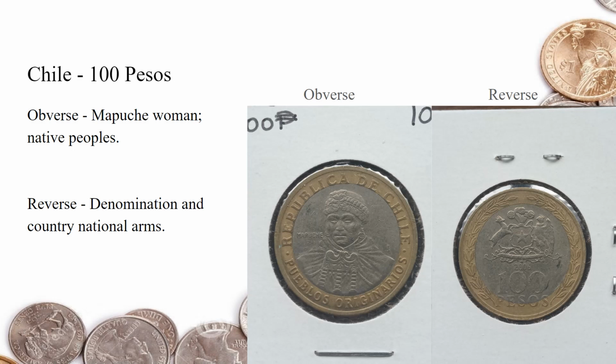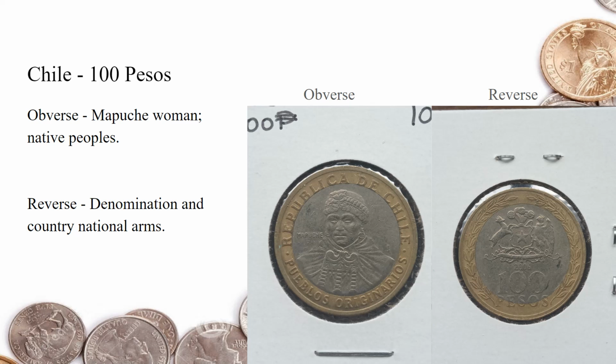Next we have 100 pesos from Chile. And on the obverse of the coin, there is a Mapuche woman, and in Spanish, the very bottom of it says Pueblos Originarios, which is native peoples. So this obverse is paying homage to the natives of the area.